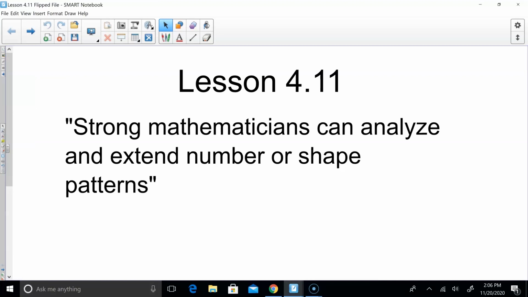Strong mathematicians can analyze and extend numbers or shape patterns. So today we're going to be looking at patterns and different shape patterns to see how we can use our skills to extend them beyond what is already given to us. So take out your notebook, your pencil, write down today's date, the name of the lesson, and let's get started.